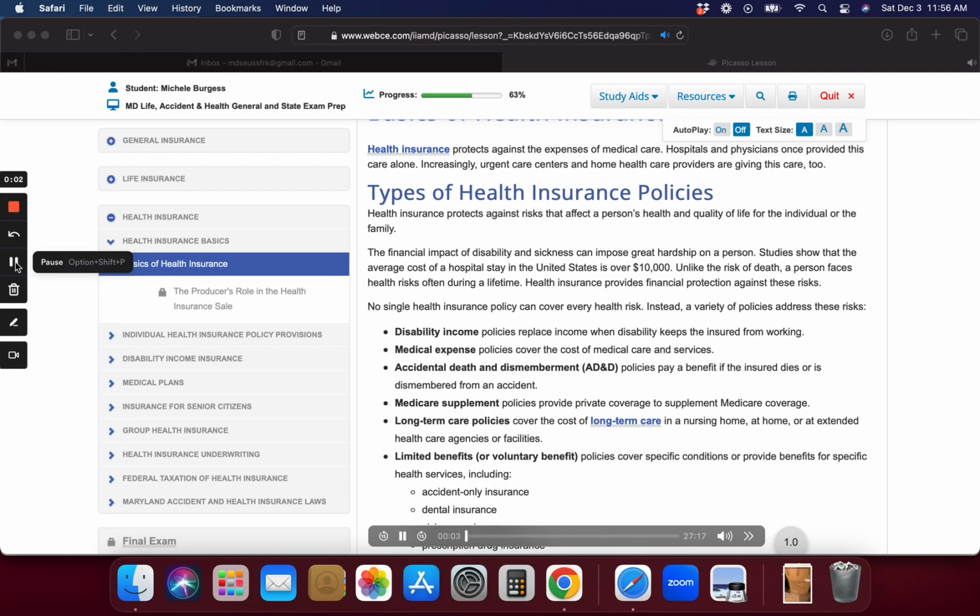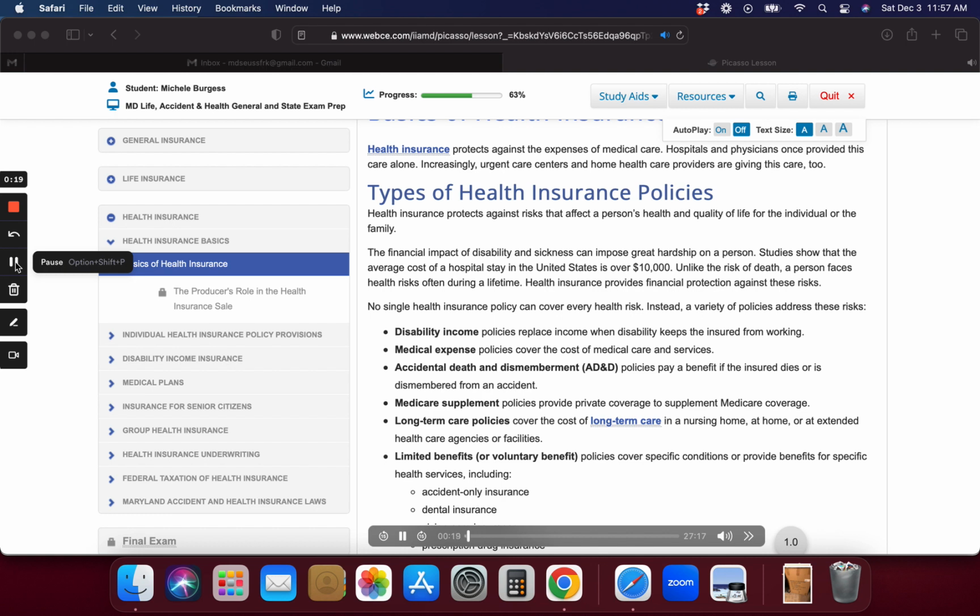Health insurance protects against the expenses of medical care. Hospitals and physicians once provided this care alone. Increasingly, urgent care centers and home health care providers are giving this care, too. Types of health insurance policies.